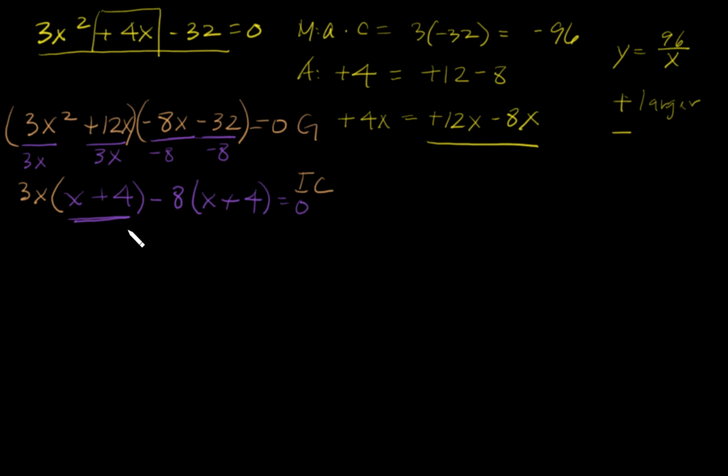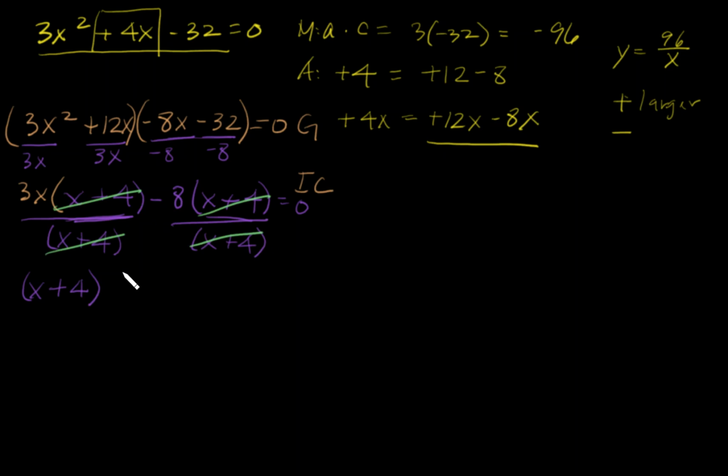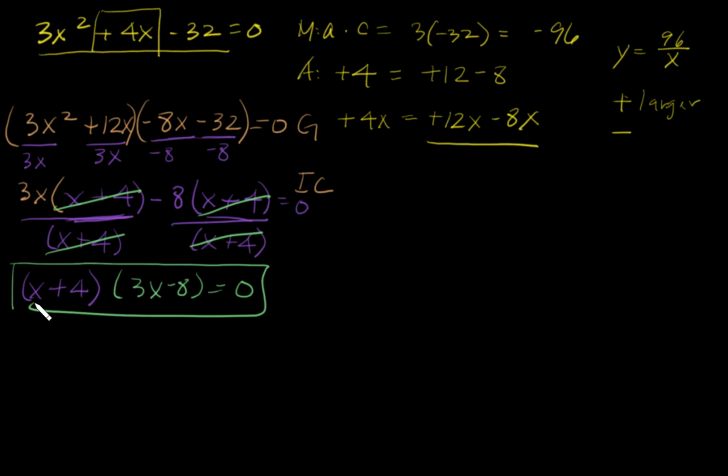Okay, now we have x plus 4 and x plus 4 in common. I'm going to take out an x plus 4. When I do that, I'm going to divide this first term by x plus 4, and I'm going to divide this second term by x plus 4. That simplifies, and our other factor is 3x minus 8 equals 0. Here are the two factors that make up that first original trinomial. And we're done. Good job, guys.